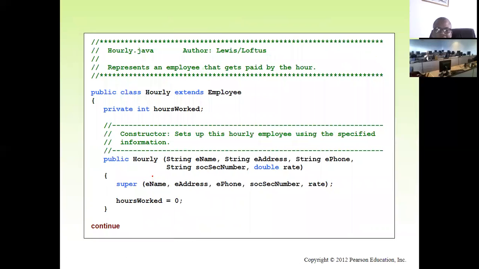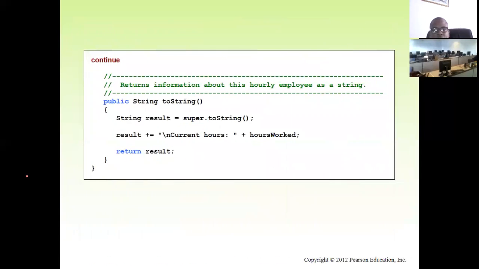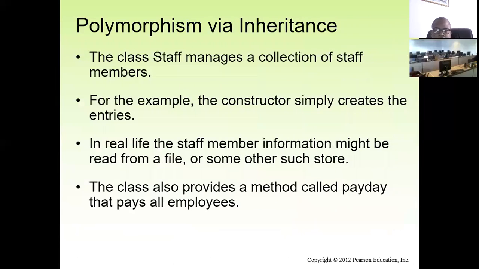Everybody happy? Now the hourly workers, we need the hours worked, and so we set that initially to 0, and then in our version of pay, we multiply the pay rate by hours worked, and we return that as the payment. So everybody is happy. Yes?